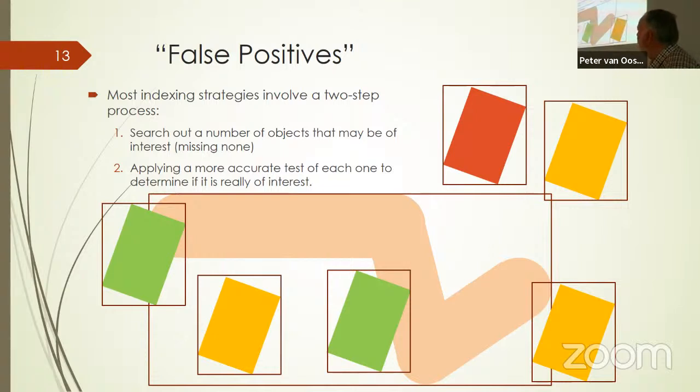Most cases work on bounding rectangles, so if we're looking for this sort of fawn-coloured region here, we'll go to the database and find all the spatial objects whose bounding rectangles come in contact with the bounding rectangle of the area you're searching. So, for example, you won't pull out the red one, because the bounding rectangles don't cover. The yellow ones you will, and then you'll throw them away. They're false positives. But you do have to be sure of getting the green ones in the first level.